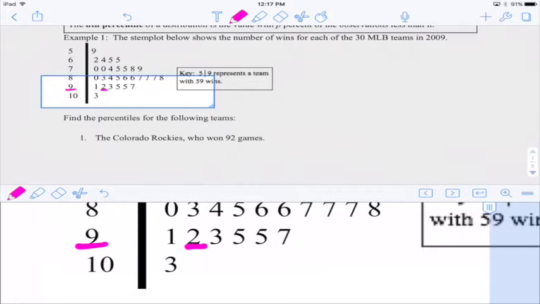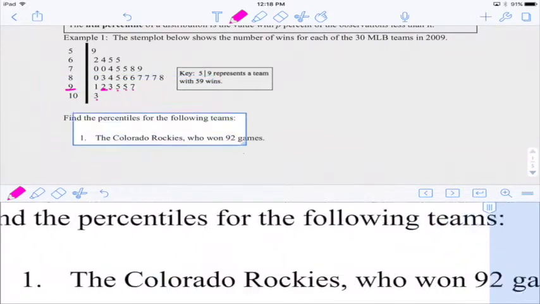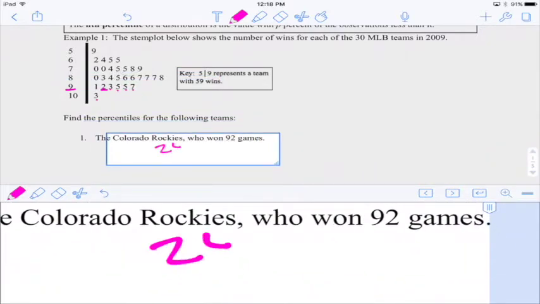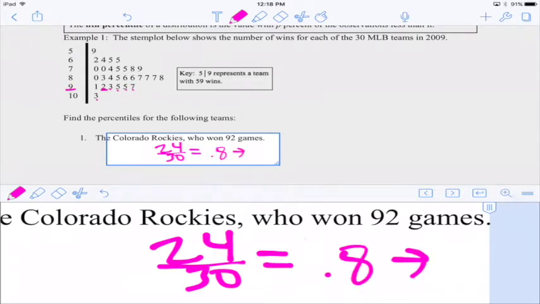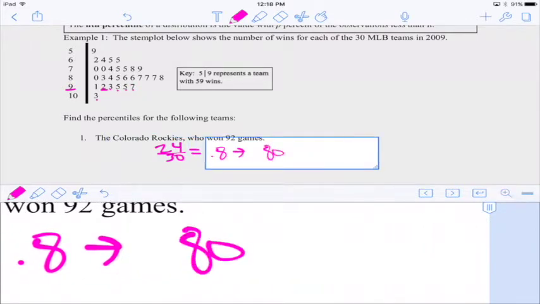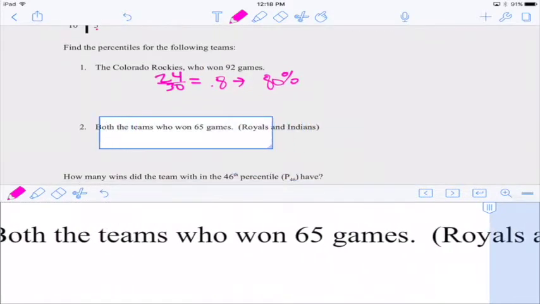Well, there's 30 teams. So if we just count 1, 2, 3, 4, 5, 6, that means that the other 24 teams are less than that. So 24 out of 30. We make that into a decimal, 0.8, which means that this is the 80th percentile.